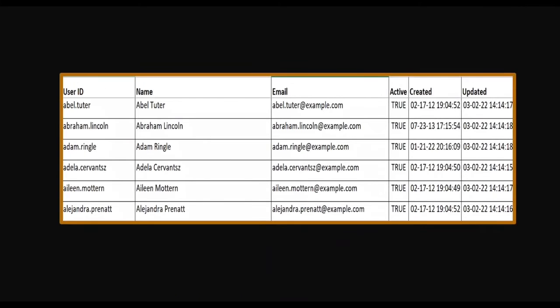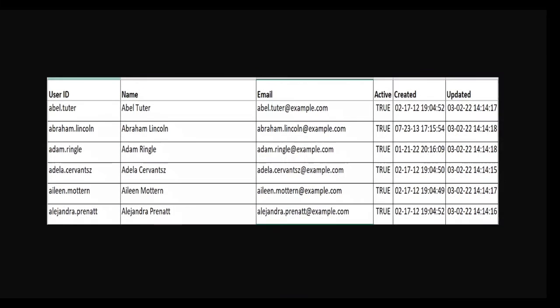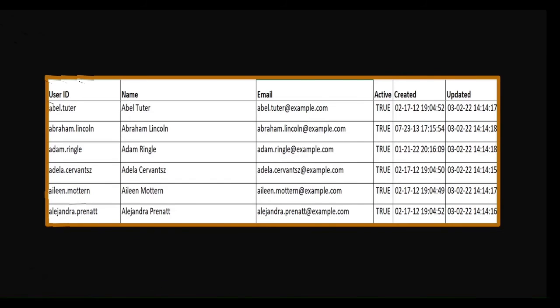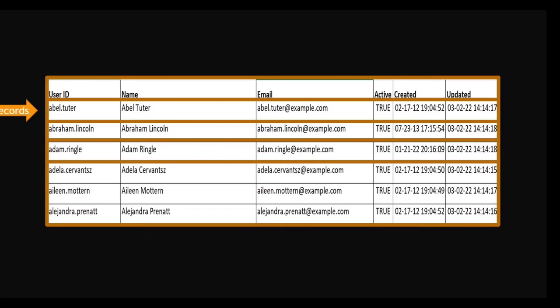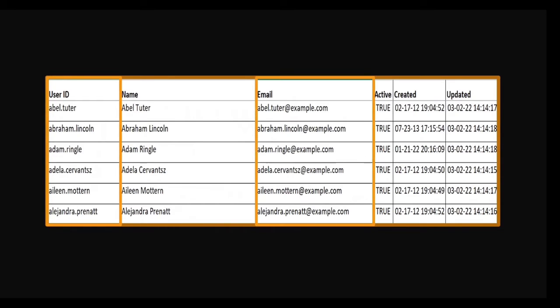Let's see how a table looks like. This is a table. A table is a combination of rows and columns. What are the rows and what are the columns? The highlighted part is called a row, and it is also called a record. And the highlighted part is called a column.